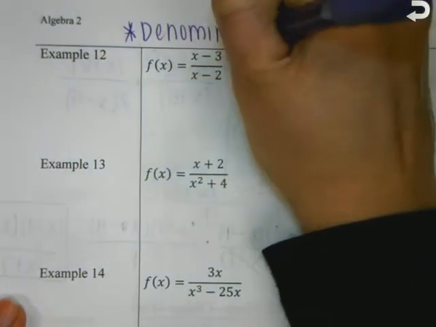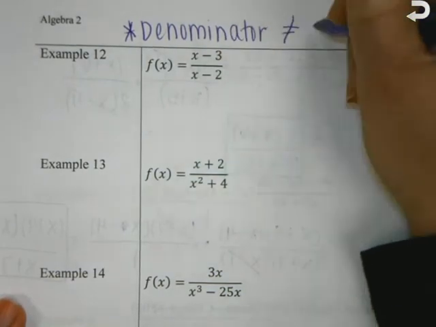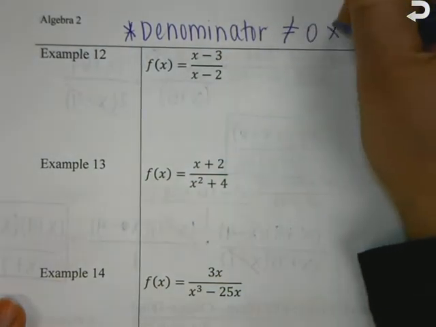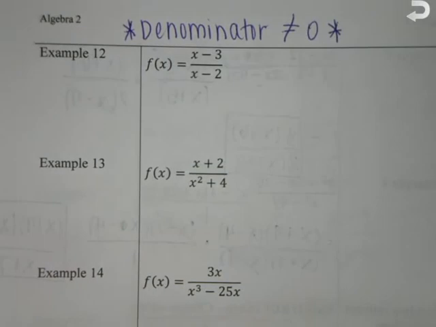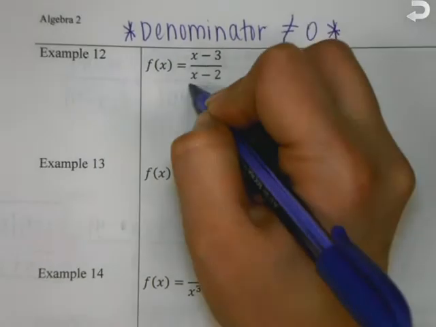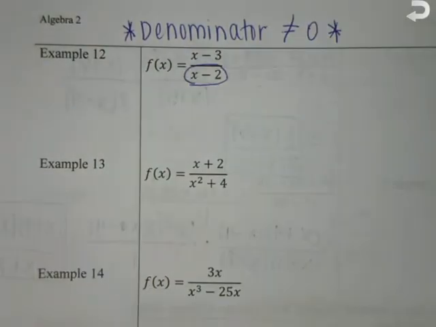So what we're going to do for all of these problems, and I'm only going to do 2 of them, is we take our denominator and we set it equal to 0. So, do I care about the numerator at this point? In domain? No. With a fraction, I'm only concerned about the denominator. So we take the denominator, x minus 2, and we set it equal to 0. Solve. And we get x equals 2.